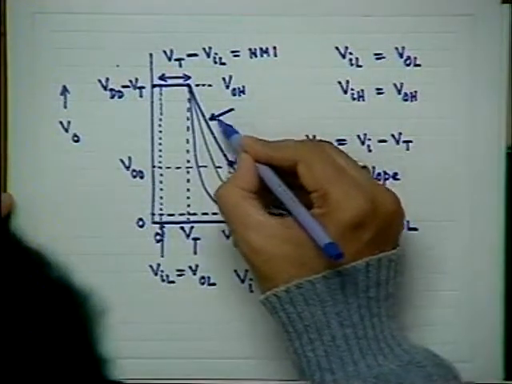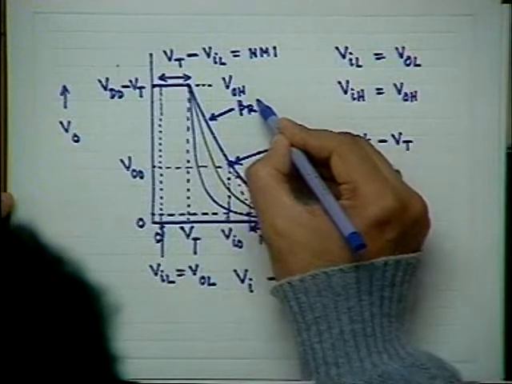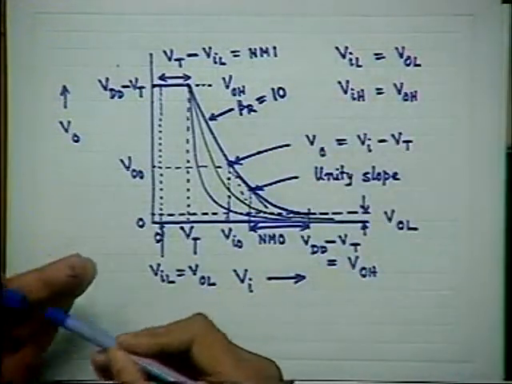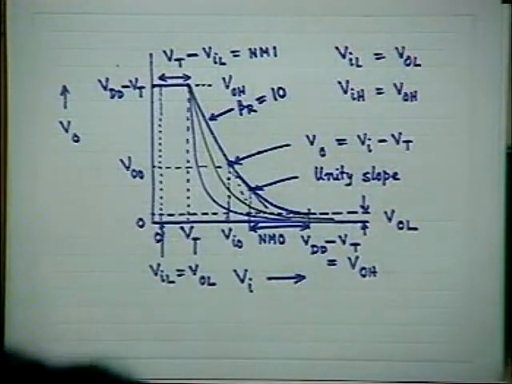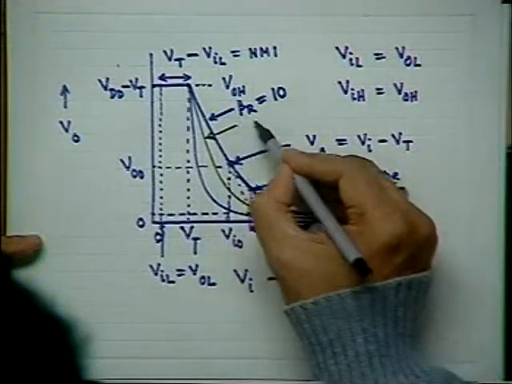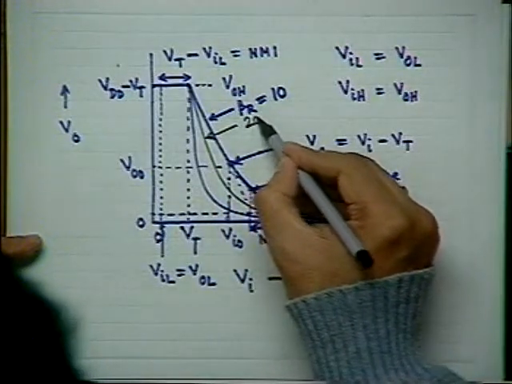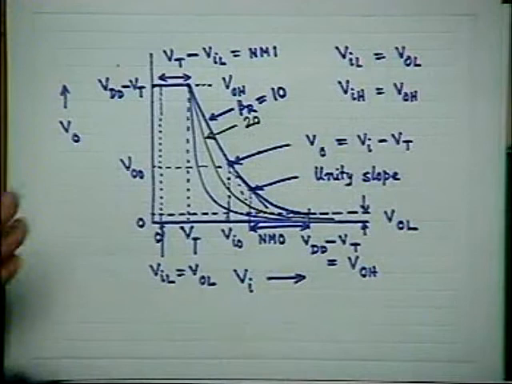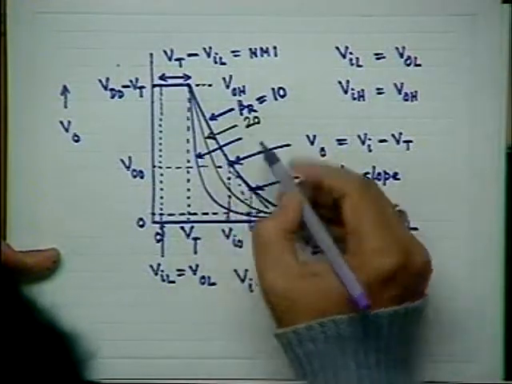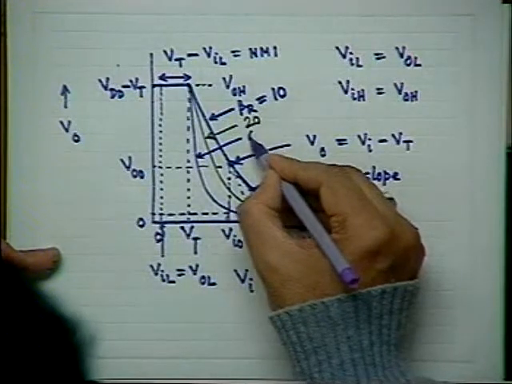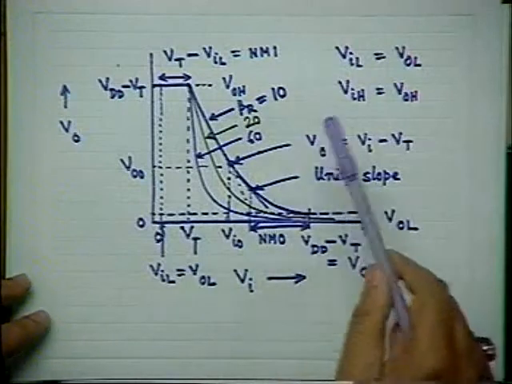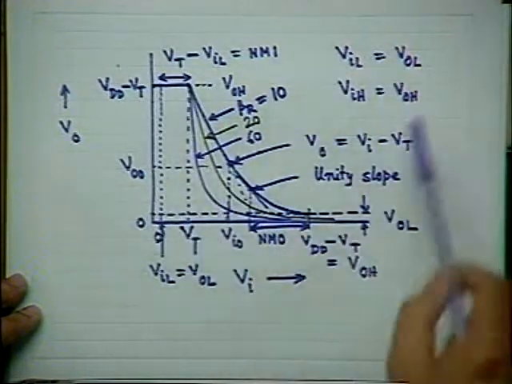For this one, beta R may be, say, 10. For this curve, beta R may be 20. Whereas for the last curve, beta R may be, say, 60. Can you see it clearly?